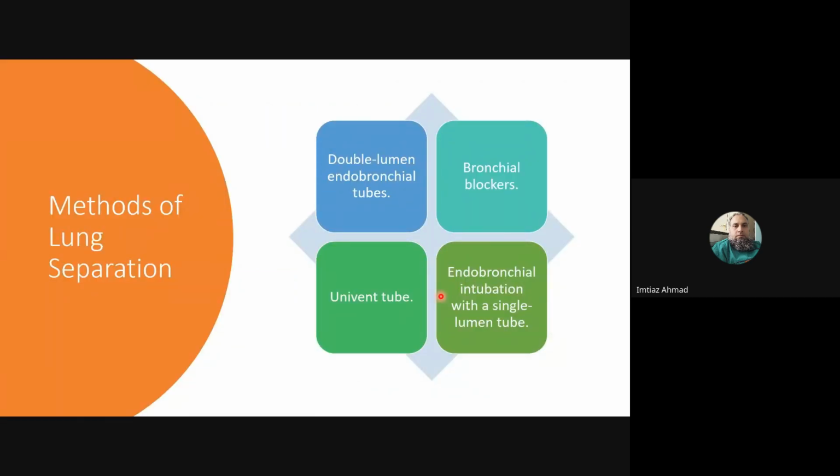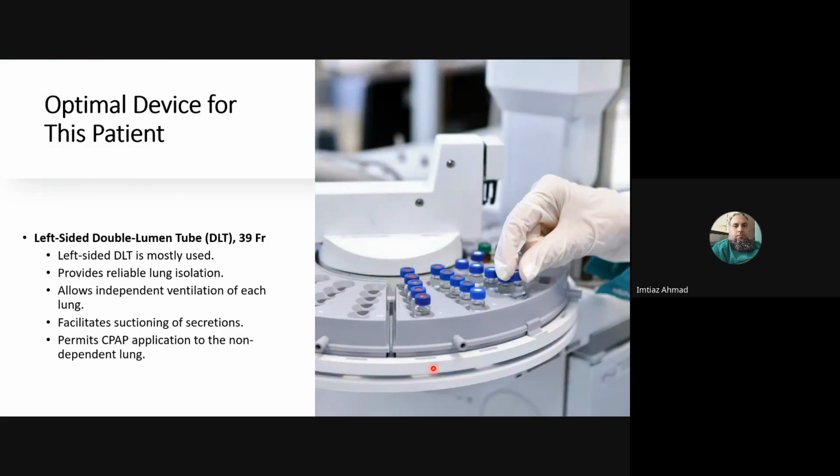Methods of lung separation include double lumen endobronchial tubes, bronchial blockers, Univent tube, and endobronchial intubation with a single lumen tube. The optimal device for this patient will be a left-sided double lumen tube of 39 French. Left-sided double lumen tube is mostly used. It provides reliable lung isolation, allows independent ventilation of each lung, facilitates suctioning of secretions, and permits CPAP application to the non-dependent lung.